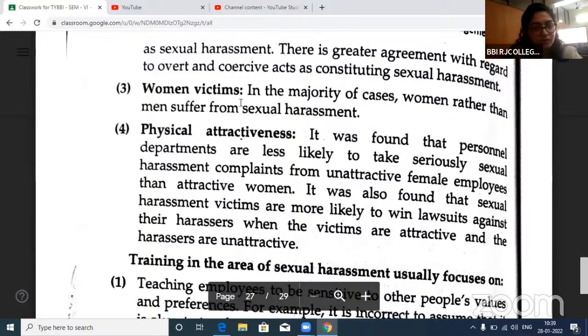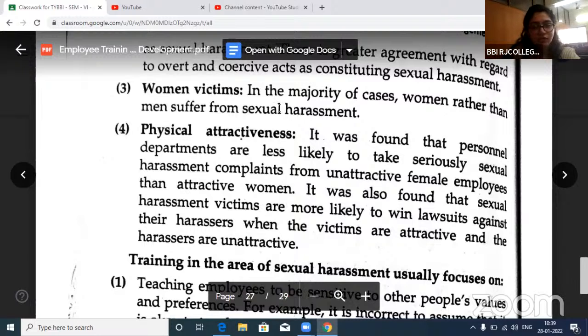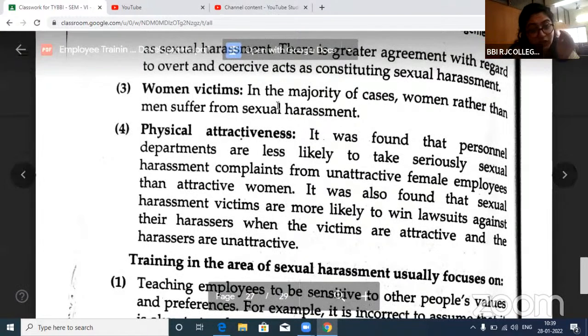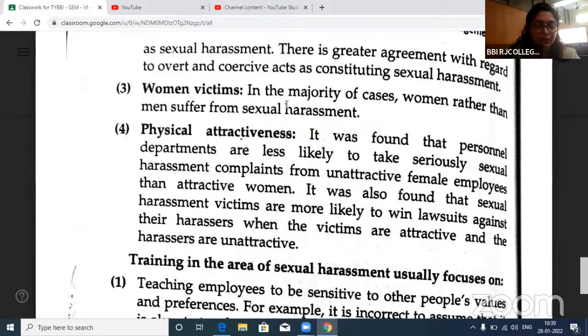Opinion differences, when men and women have different opinions, that case also. Women are victims much more than men. Women become victims, rape cases happen and all, so they get sexually harassed, especially at the workplace. We are talking about that. Physical attractiveness: somebody is looking very good, beautiful, so because of fair and good looking features, employers are harassing, sexually harassing women employees.